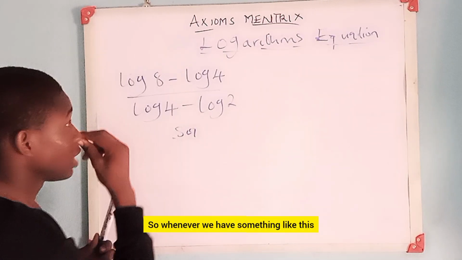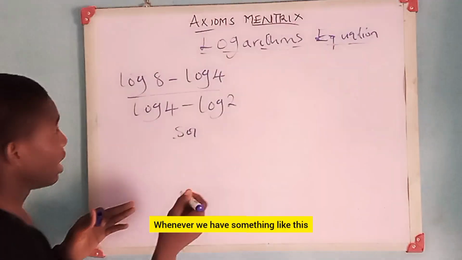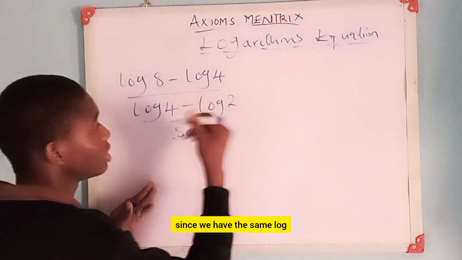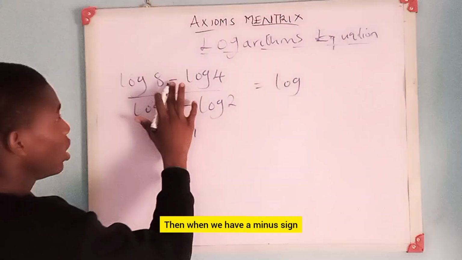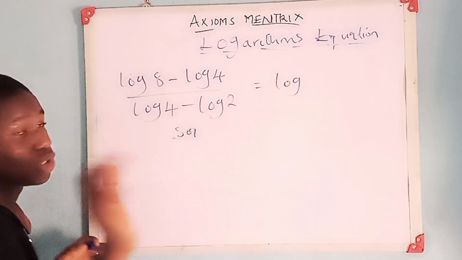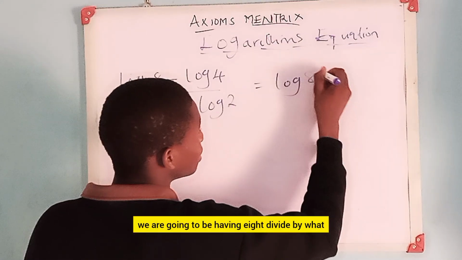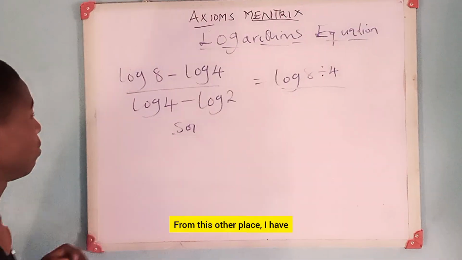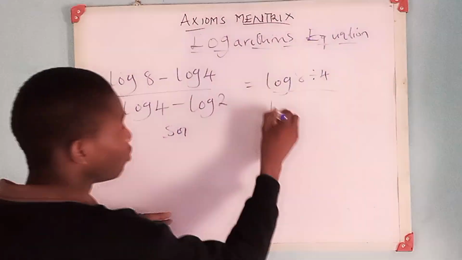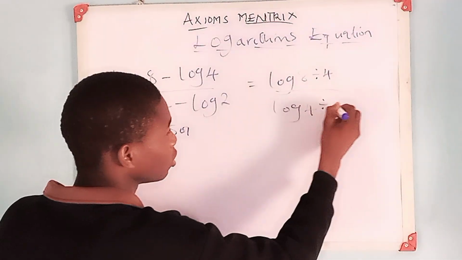Whenever we have something like this, it's sort of like the way we solve indices questions. Since we have the same log, we are going to be picking just one of the log. Then when we have a minus sign, we are going to be doing division. So from this place, we are going to be having 8 divided by 4, all over, from this other place, taking one of the log, 4 is also divided by 2.